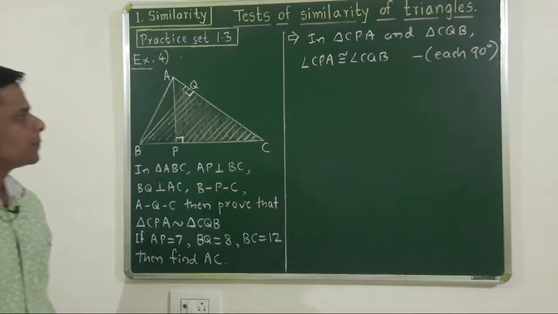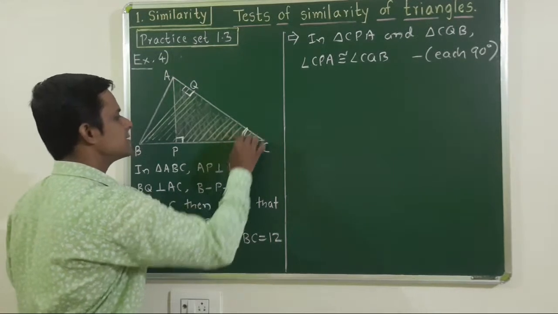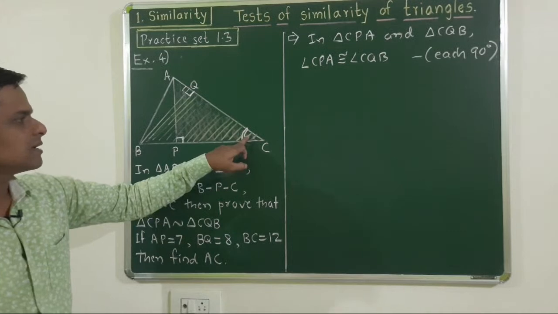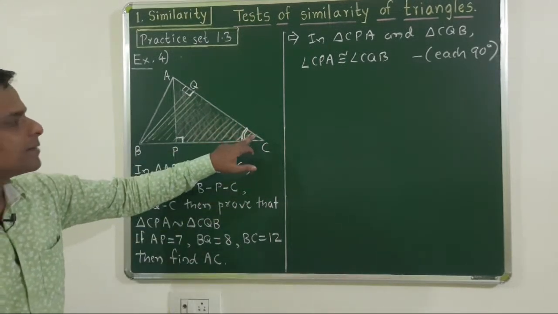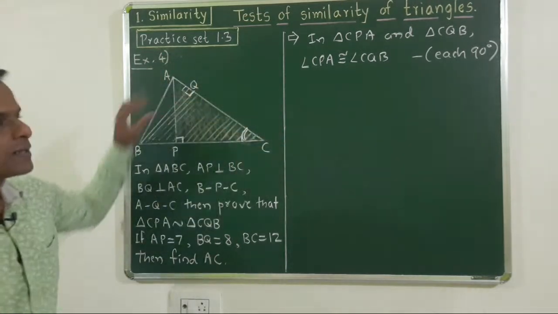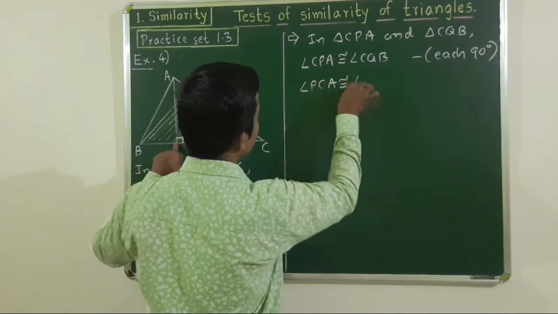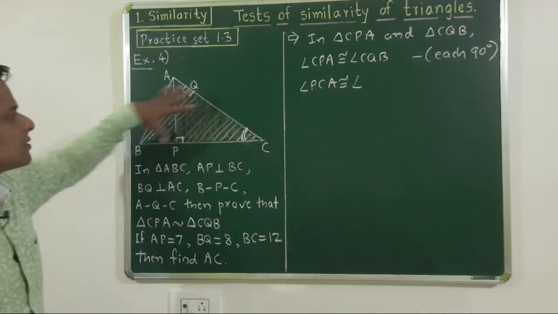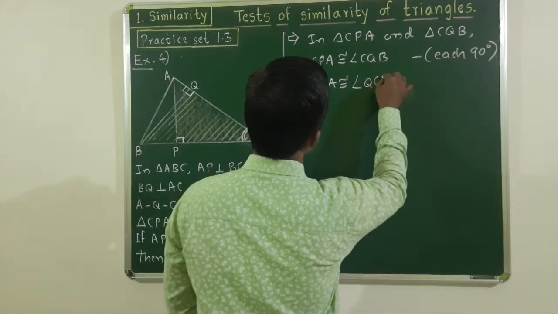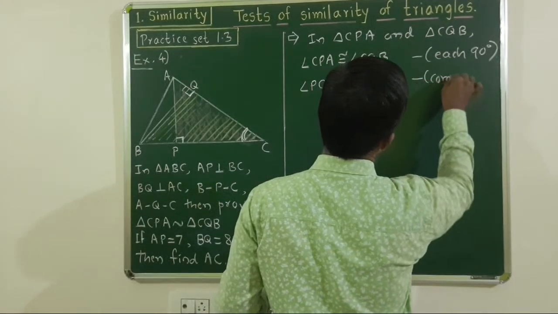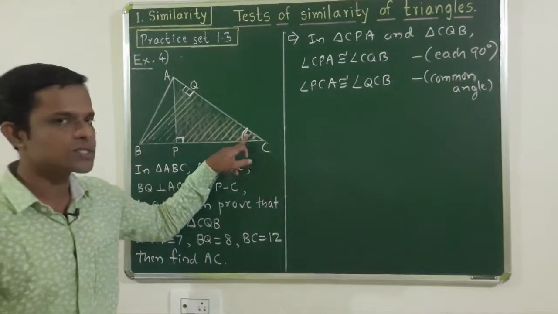Now we want one more pair of angles, which is not given, but we can find it. Observe this angle. Angle C is common to both triangles, meaning angle C is an angle for this triangle also and for this triangle also. The names are different, but the angle is the same. What will be the name of this angle for this triangle? That is angle PCA. Angle PCA is congruent to angle QCB for the other triangle. The reason will be the same angle, that is, the common angle between these two triangles.